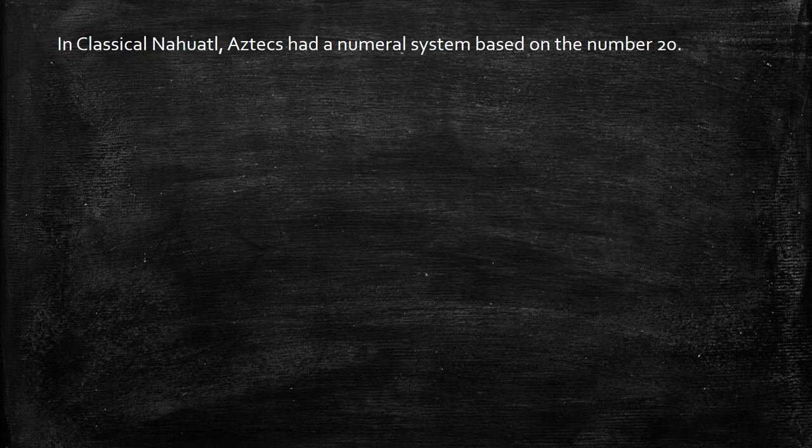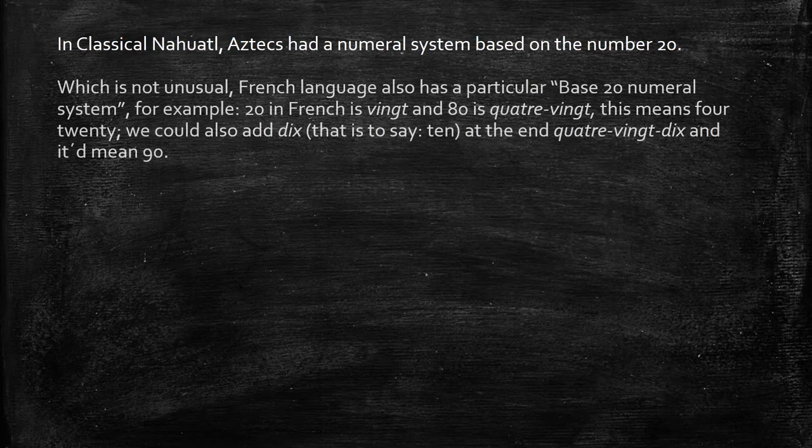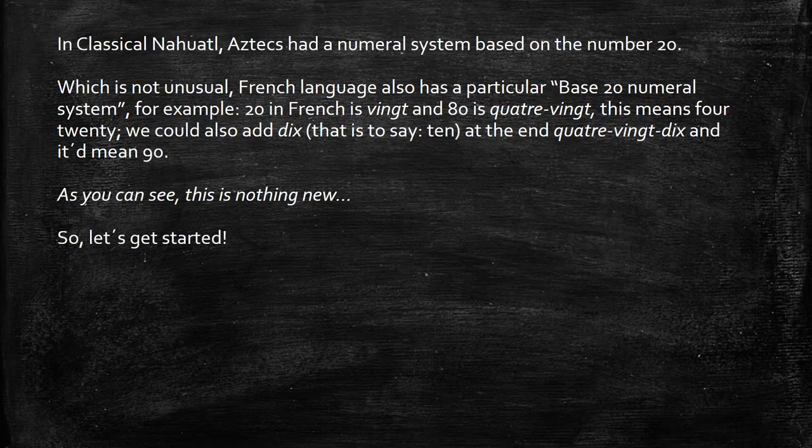In classical Nahuatl, the Aztecs had a numeral system based on the number 20, which is not unusual. The French language also has a particular base 20 numeral system. For example, 20 in French is vingt and 80 is quatre-vingts. This means four twenties. We could also add ten at the end, quatre-vingt-dix, and it would mean 90. As you can see, this is nothing new. So let's get started.